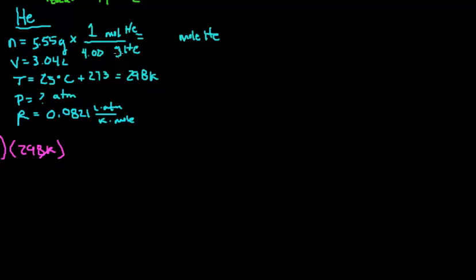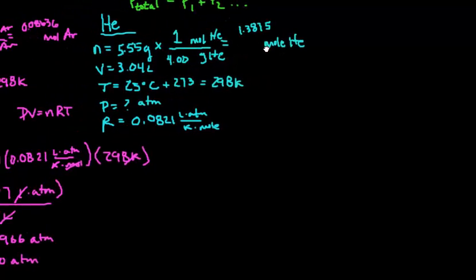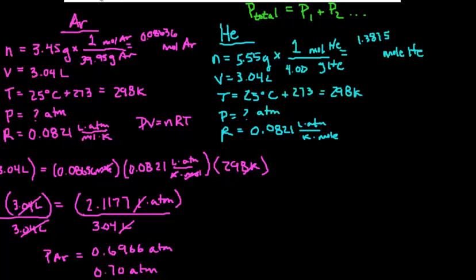And so right now I'm going to do 5.55 divided by 4.0, and the moles of helium is 1.3875. So I want to ask you a question real quick. If the moles of argon were 0.08 compared to moles of helium is 1.38, which pressure do you think is going to be higher?